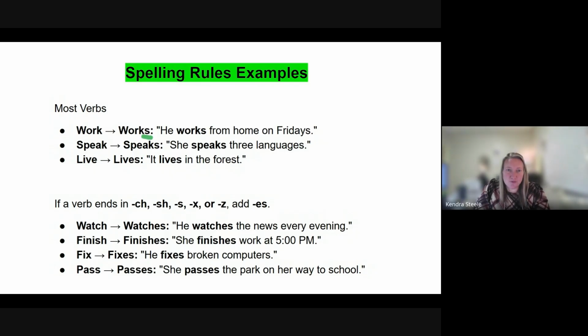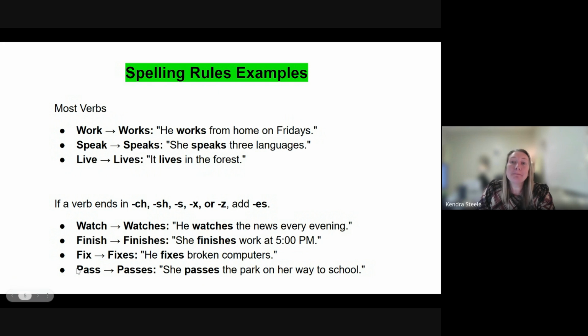Here is the next rule. So verbs that end in CH, SH, S, X, or Z, and we're going to add ES. Watch becomes watches. He watches the news every evening. Finish becomes finishes. She finishes work at 5:00 p.m. Fix becomes fixes. He fixes broken computers.